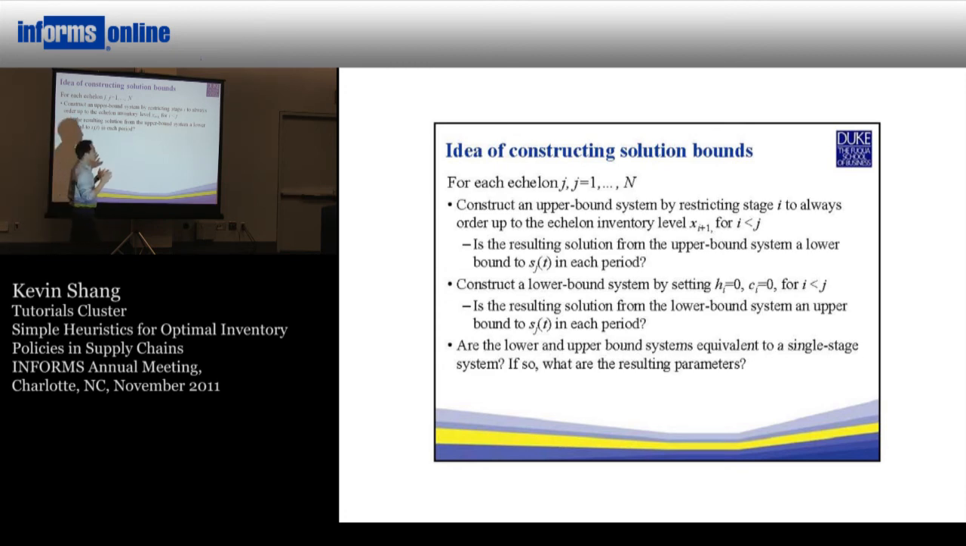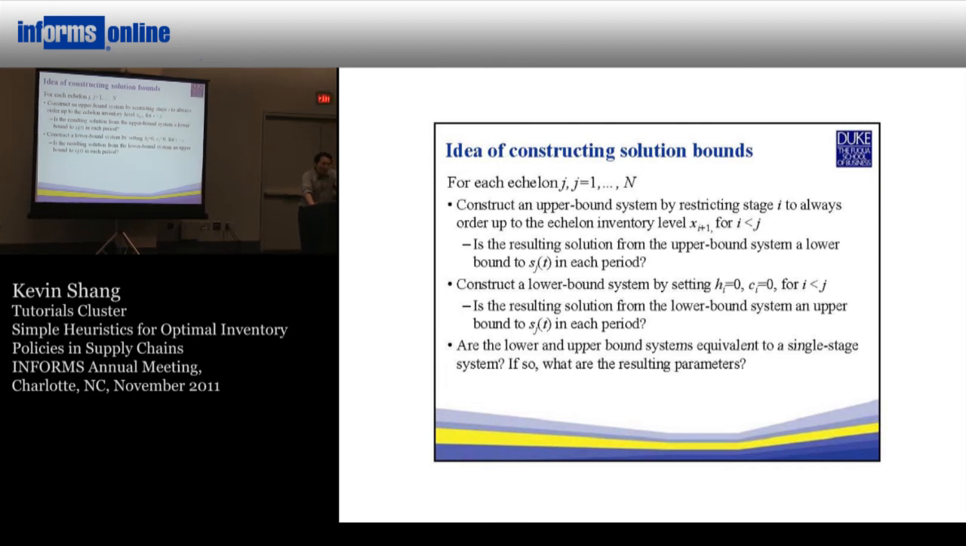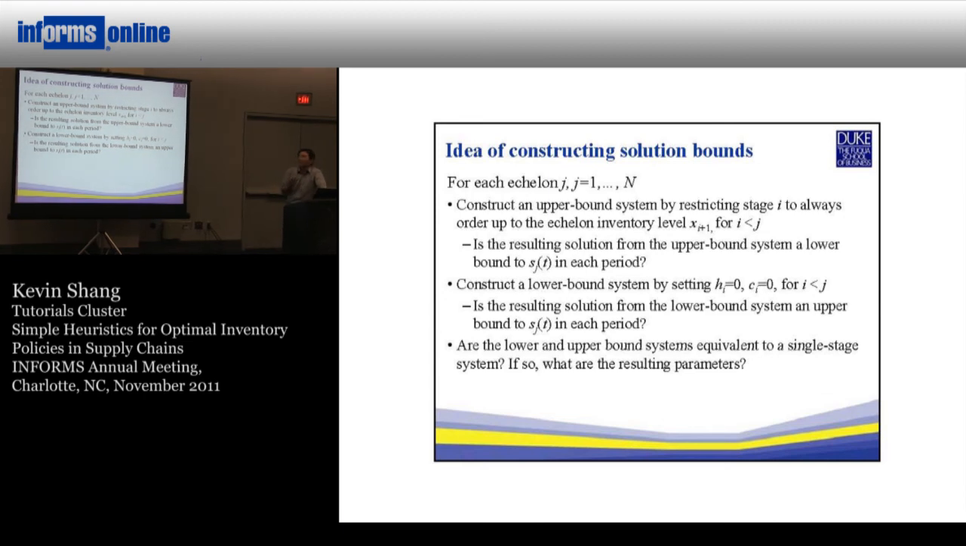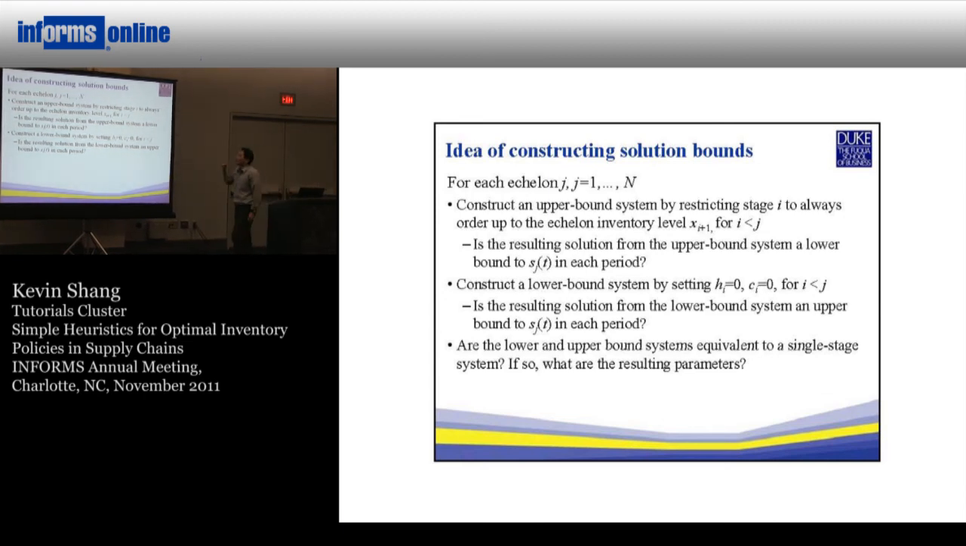The question is whether that solution is an upper bound to the exact one. That is something we don't know, but that is the idea of how we construct this upper bound system. And the same thing for constructing a lower bound system. The idea is slightly different in the sense that we are going to restrict the holding cost of the downstream stage, and this Ci is the ordering cost.